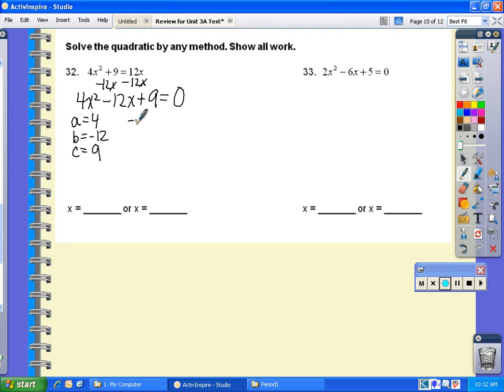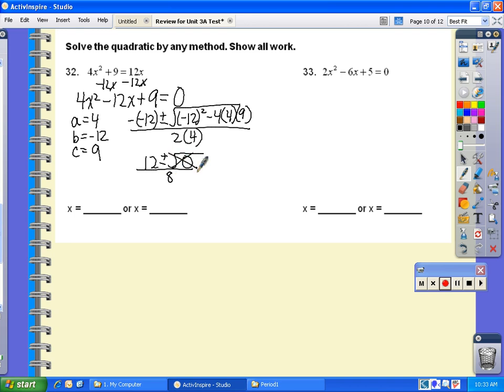So therefore, negative b plus or minus the square root of b squared minus 4 times a times c all over 2 times a would give you 12 plus or minus the square root of 0 over 8. So that basically just leaves you with the answer of 12. Because that 0 is gone, it's really just 12 over 8, meaning you have one solution. If you simplify the fraction of 12 over 8, you get 3 over 2, and there is no other solution for that one. Number 33.